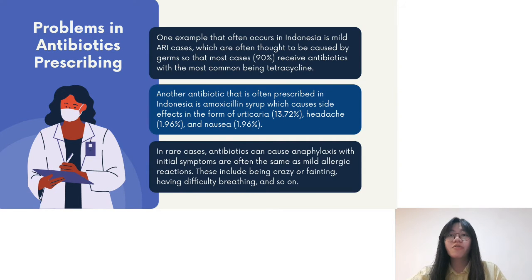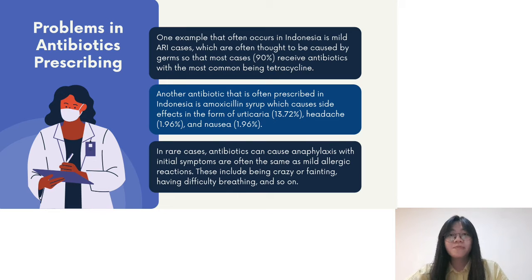One example that often occurs in Indonesia is for mild respiratory cases, which are often thought to be caused by germs, so that most cases, or 90% of cases, receive antibiotics, with the most common being tetracycline. Another antibiotic that is often prescribed in Indonesia is amoxicillin syrup, which causes side effects in the form of urticaria by 13.72%, headache by 1.96%, and nausea by 1.96%.